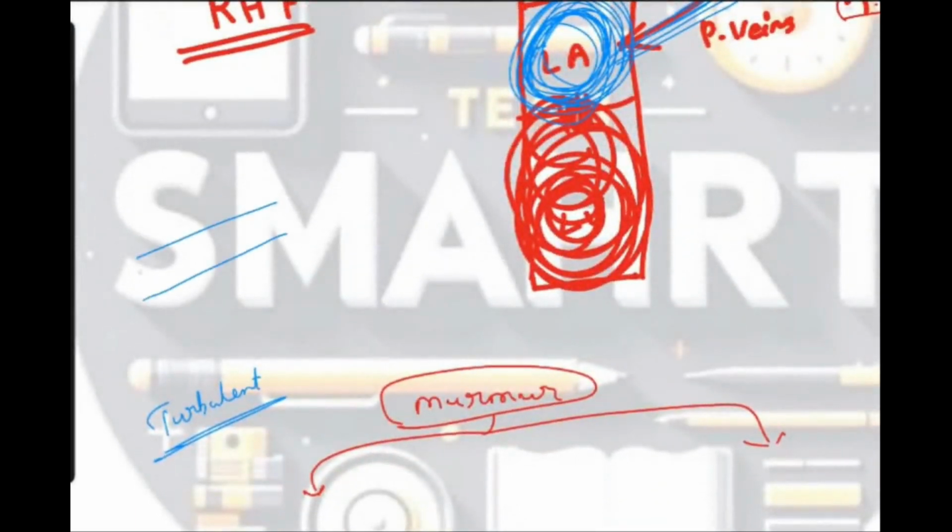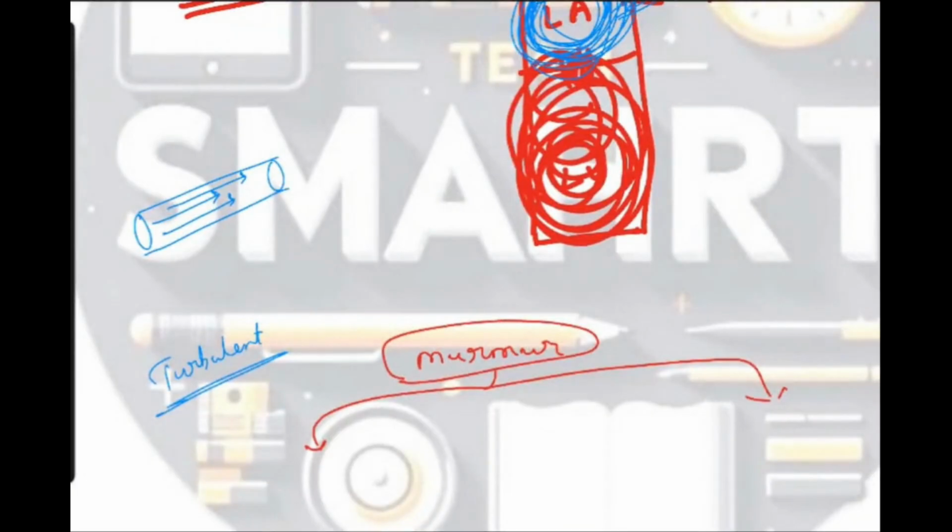Normally, if this is my blood vessel, blood will flow in a streamline. But if it encounters some obstruction, for example, let's say there is some growth in the wall of this blood vessel, some plaque, then whenever the blood flows through it, there is an obstruction. So blood will form a turbulent path around this obstruction, and this turbulence in the blood flow creates a murmur.